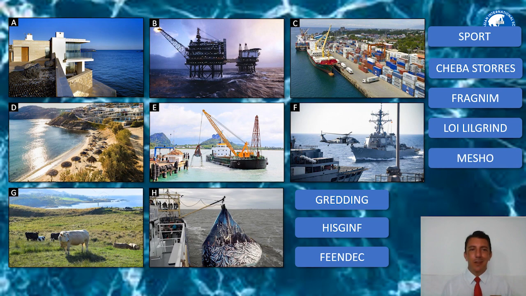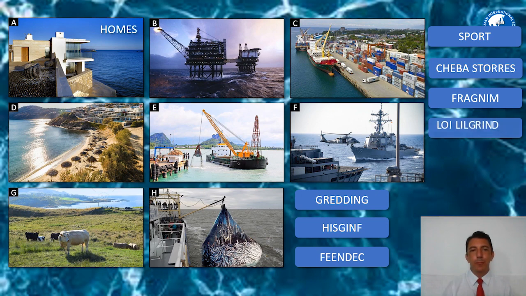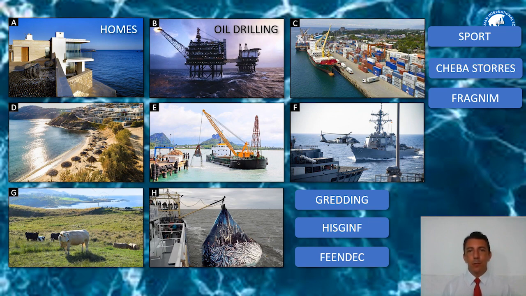Okay, if you've finished, let's check your answers. So the first picture, we see a house, a very nice house, built beside the sea. So one use of the coast is for homes. We like to build our homes with a sea view. In the second picture, picture B, what are these structures? Well, they are oil rigs. So a second use of the coast is oil drilling. We like to drill for the resource of oil on the coast.